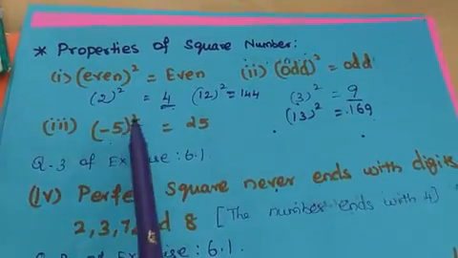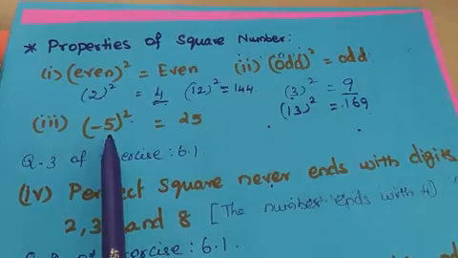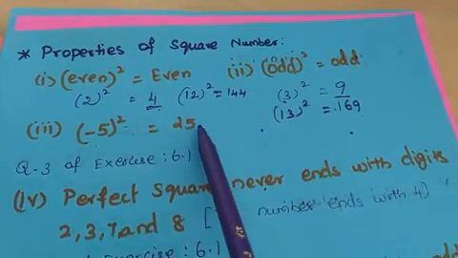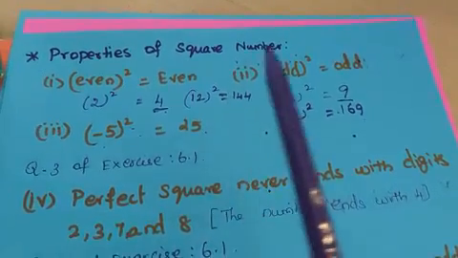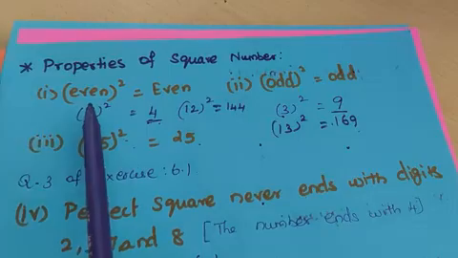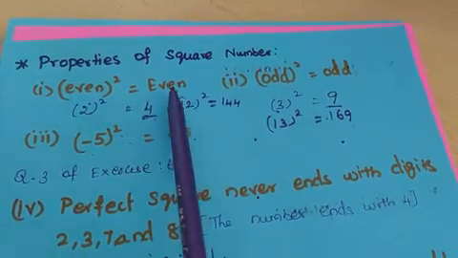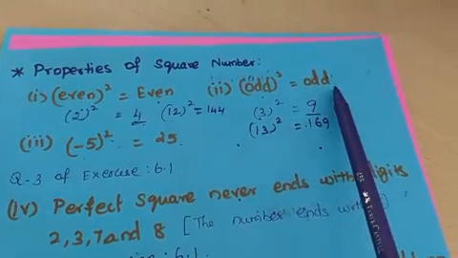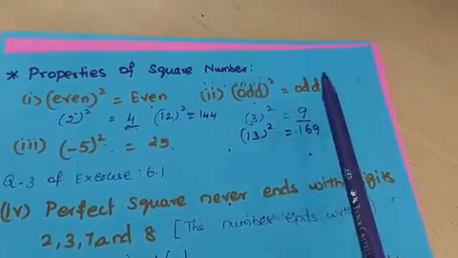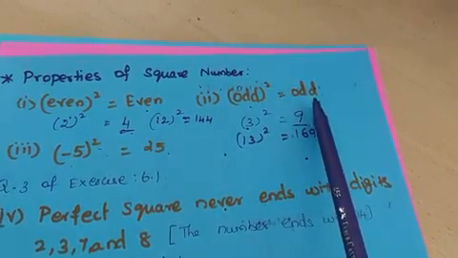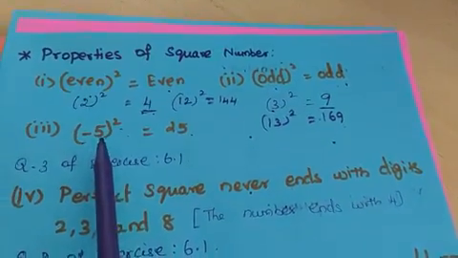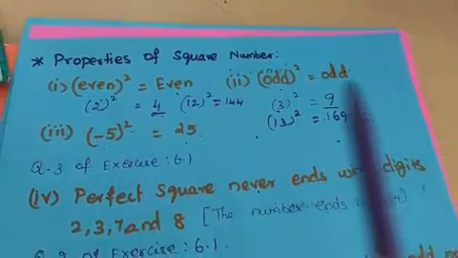Minus 5 the whole square, that is a negative number. You can take any other number. If you take the square of that number, you will get the answer as positive. So property 1 is that whenever we square an even number, the square is also even. Squaring an odd number means the square is also an odd number. And when you square a negative integer, you will get the answer as positive.